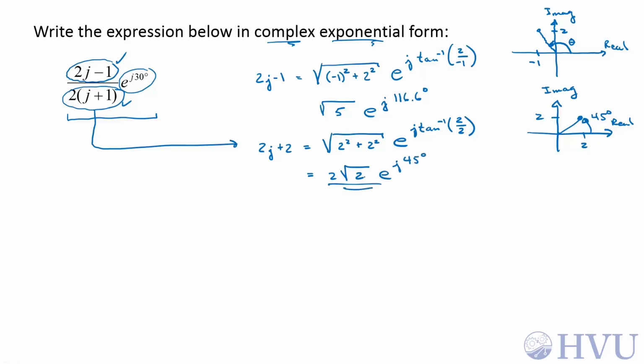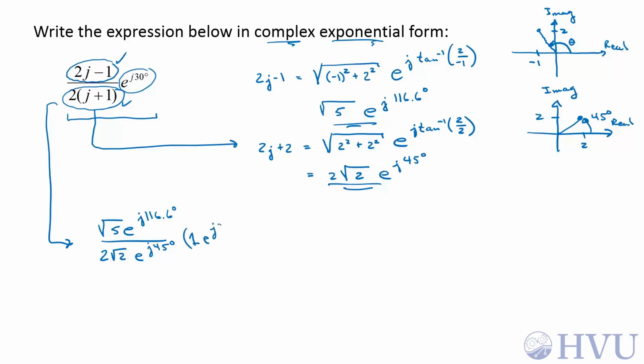Now let's plug these numbers into this expression. So 2j minus 1 becomes square root of 5, e to the j 116.6 degrees, divided by 2 times the quantity j plus 1, which became 2 square root of 2, e to the j 45 degrees, and finally we have a number that has a magnitude of 1, e to the j 30 degrees.